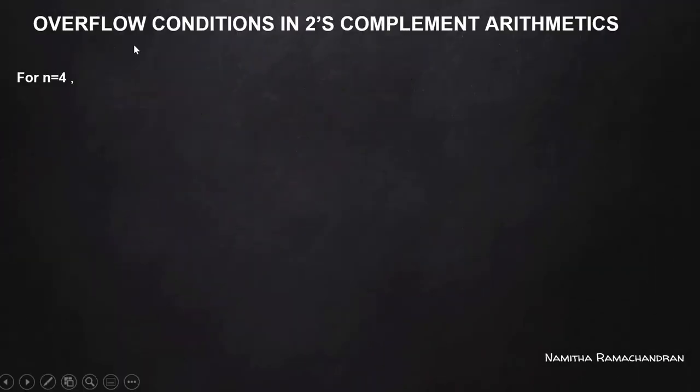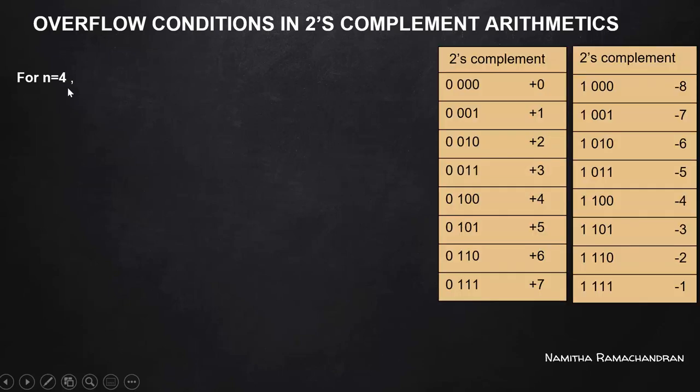Now we can consider the overflow conditions while performing 2's complement addition. For better understanding, we can consider numbers that can be represented using 4 bits in 2's complement form. These are the total possible values that we can represent using these 4 bits. The range is calculated using this particular expression.